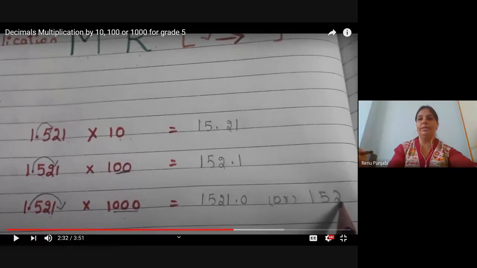Please write one example. Take any one number and multiply it by 10, by 100, and by 1000 and tell me how the place value will change, how the decimal number will change. Please write the answer in the chat box. Children, please write the sum in the chat box also.